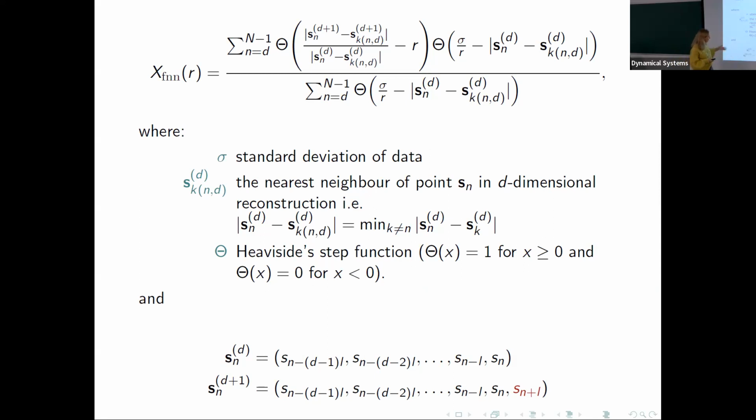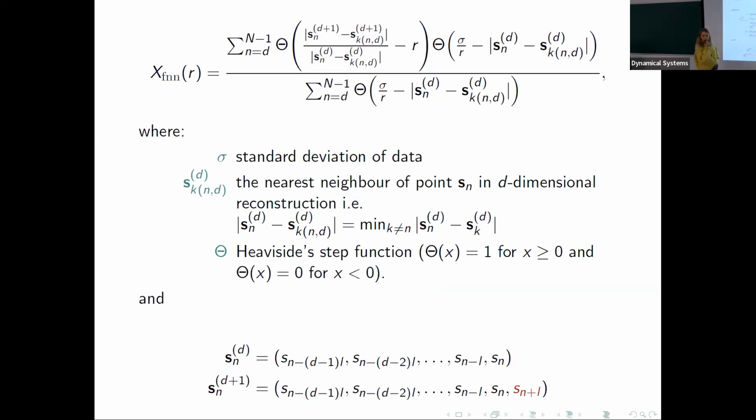Yes, so for example, if I have two points in 5-dimensional space, then it may happen that if I only look at the first 4 coordinates, they are almost the same. But if I look at the 5th coordinate, I see that they are different. Okay, so if something like that happens.